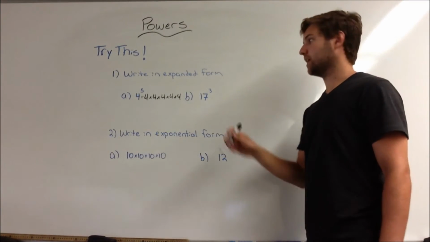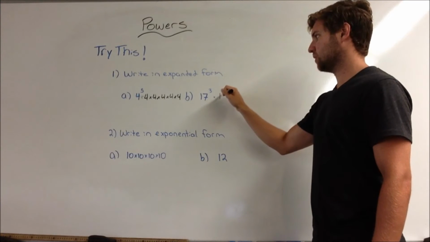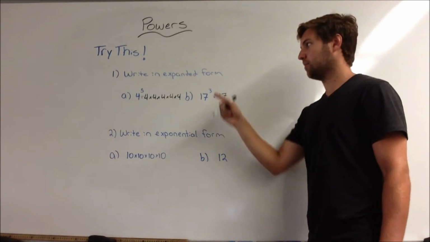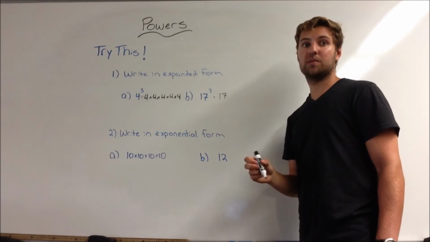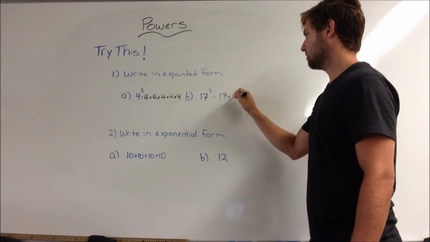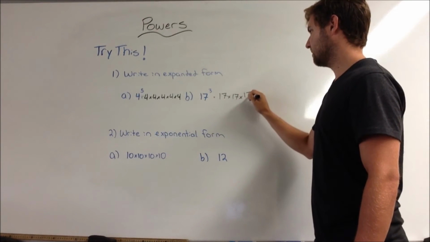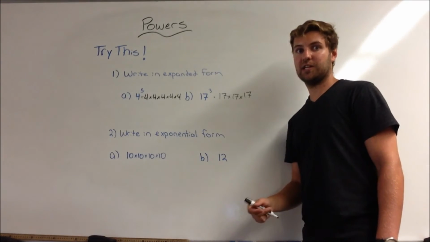This next one in B, our base is 17, so we know we're multiplying 17s this time. And our exponent tells us how many of them to multiply. So that would be 3. 17 times 17 times 17.